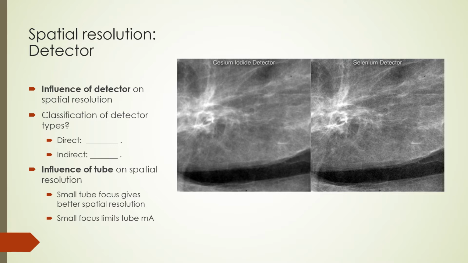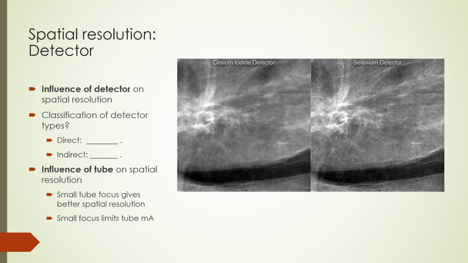From the X-ray tube point of view, spatial resolution is also influenced by tube focal spot size. Most radiographic tubes are dual focus, meaning there is a large focus and a small focus. The small focus is used for imaging structures requiring high spatial resolution but little tube current.